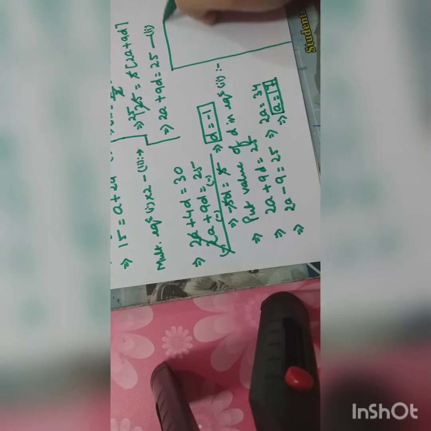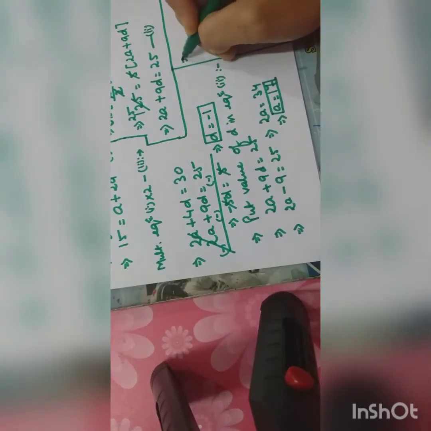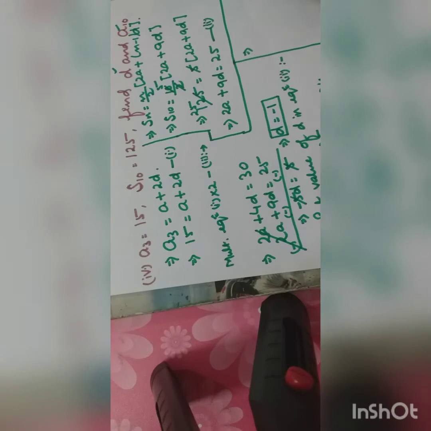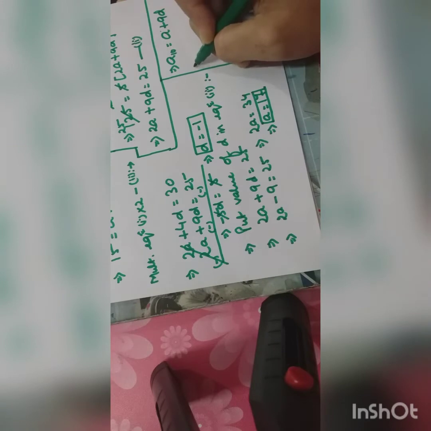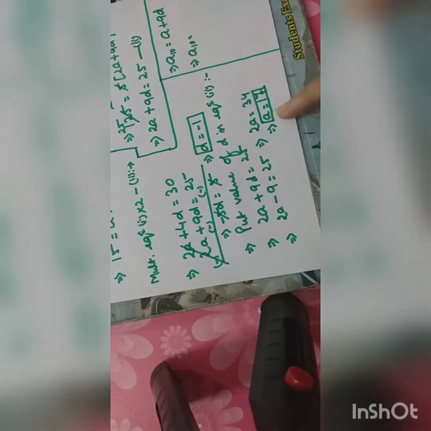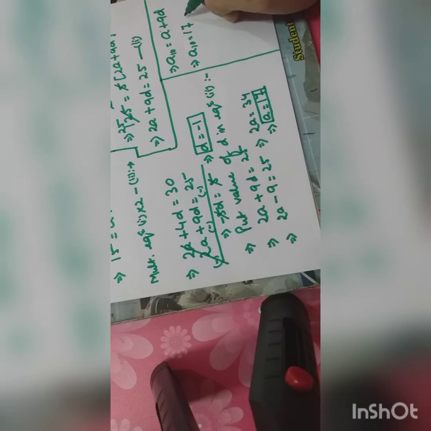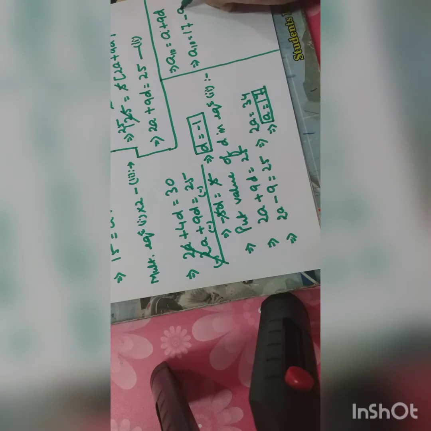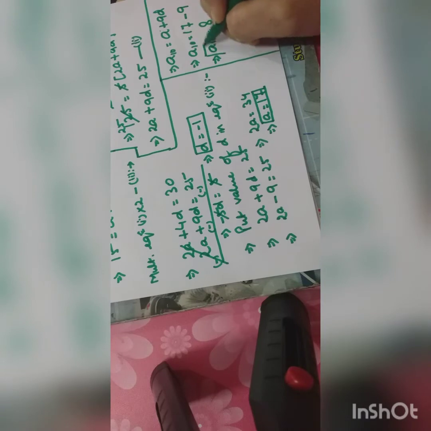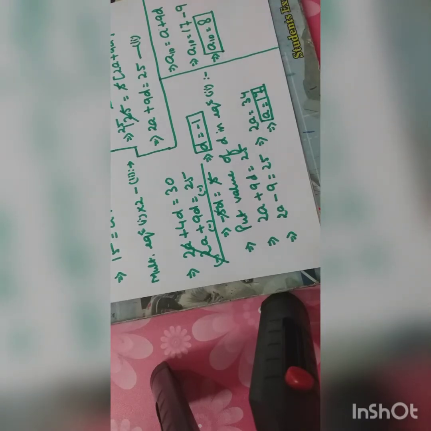Now the question is asking me to find the value of A10, that is, the 10th term of the AP. So the general formula to represent the 10th term is A plus 9D. So A10 will be what? A I have got as 17. So in place of A, 17 plus 9 into minus 1, as the value of D is minus 1. So 9 into minus 1 will be minus 9. So the value of A10 will be 17 minus 9, which is 8. So this is my answer. A10 will be 8 and the D value will be minus 1.